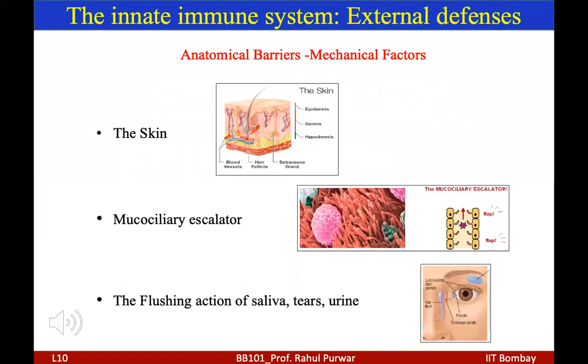The innate immune system includes external defenses. Basically, they're anatomical barriers, which you can call mechanical factors. For example, skin acts as a barrier. Then there is the mucociliary escalator. You will always see, when you are having a throat infection, that cough is always coming outside. If you see this mucociliary escalator on the right, the mucus is sent outside.